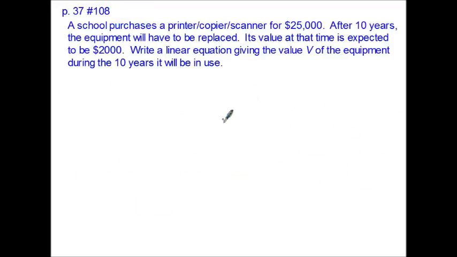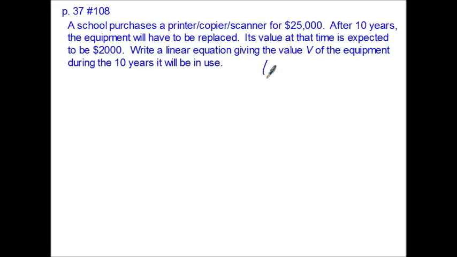Okay, now problem 108, if you're looking at the book again, which I know most of you aren't. A school purchases a printer, copier, scanner machine for $25,000, and after 10 years they're figuring it's going to have to be replaced, and it's probably only worth about $2,000 at the time. So we want a linear equation involving the value v of the equipment during the 10 years it'll be in use. Again, this is a situation where they gave us one variable and not the other, so we need to come up with our own for the second.